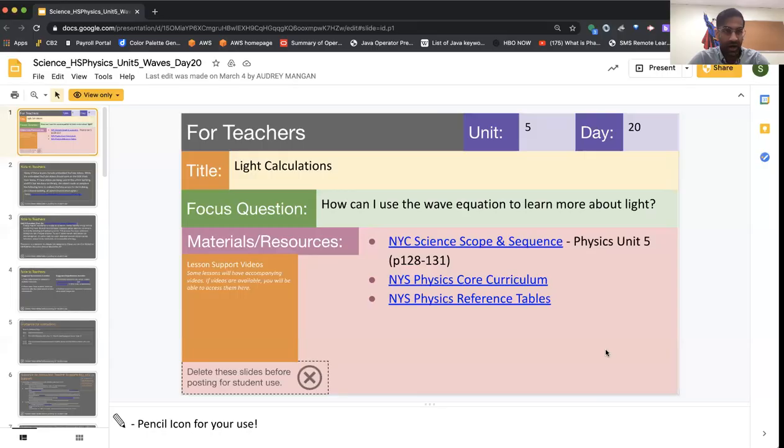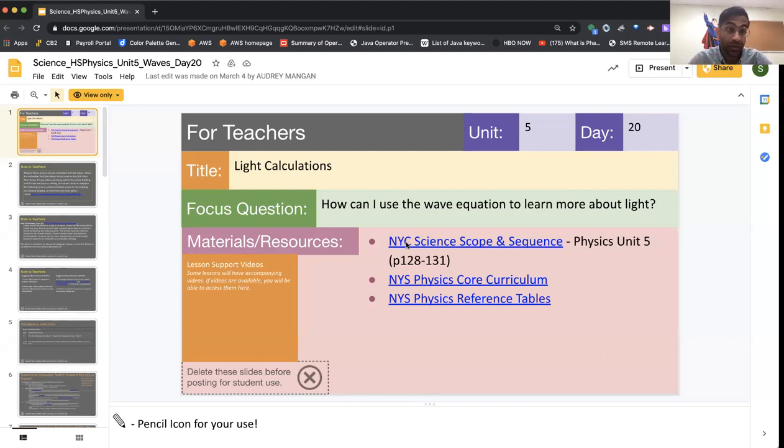Greetings, physicists. Today we're back with another lesson from our waves unit. We're going to talk specifically about light. Last time I was with you, we talked about the Doppler effect. Now we're going to talk about light waves and specifically how we can use the wave equation to understand light.